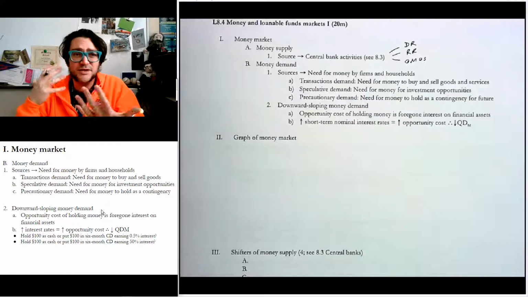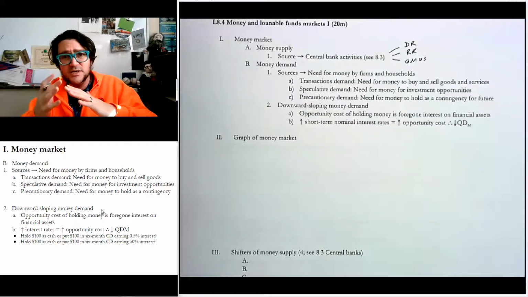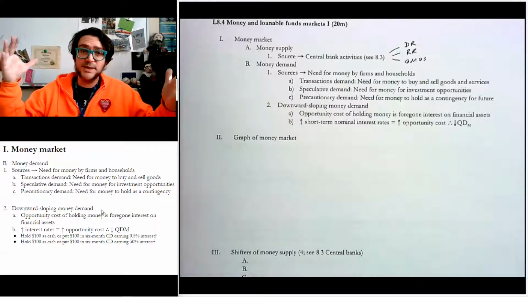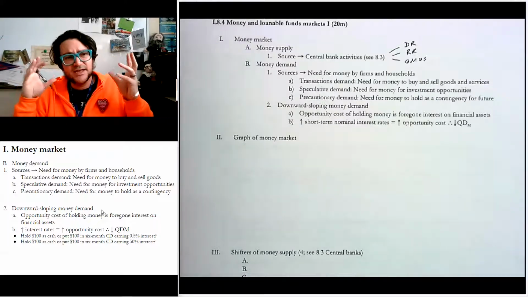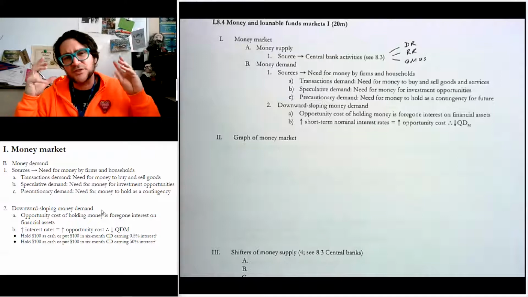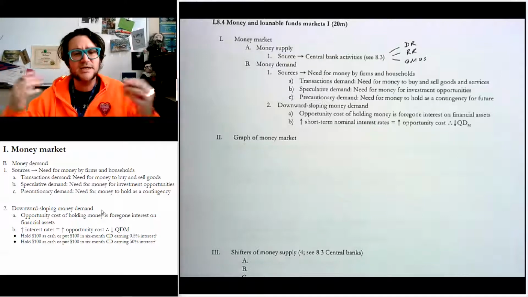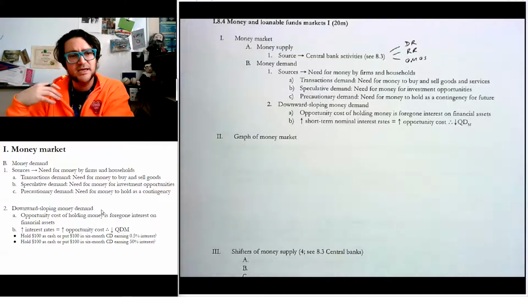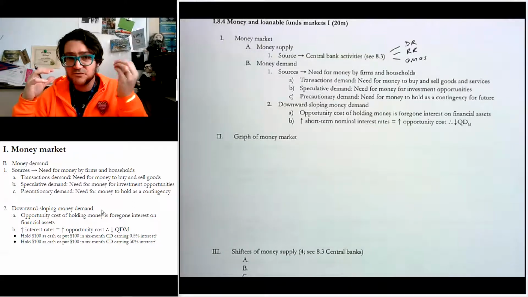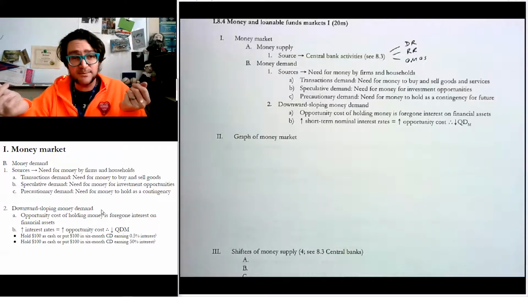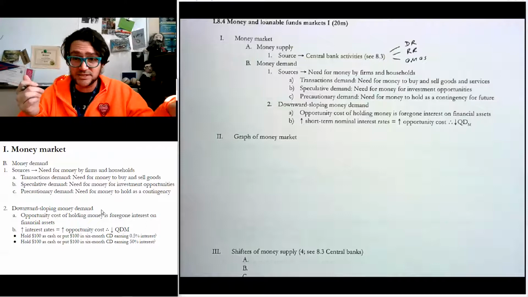Those are influenced by things like instability in your society. If you have instability, you might have more precautionary demand. So really anything that affects that idea is helpful. We're going to get into the shifters later, but it's useful to think about why there is money demand. Money demand also has a downward slope, and I'll draw the graph here in a second. That's because when you hold money, you're forgoing the opportunity to earn something by putting that money into something else.